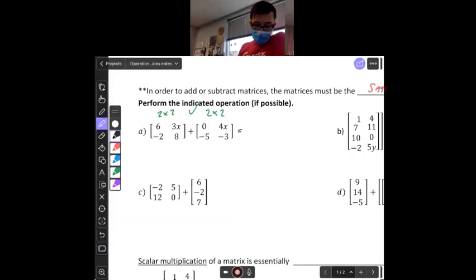Okay? You guys in geometry talked about corresponding angles. Here I'd say corresponding elements or corresponding entries. You can call the numbers in the matrix an element or an entry. Okay? So the 6 and the 0 are corresponding elements. Those are the ones they're going to add. And then the 3x would add to the 4x, and then the -2 would add to the -5, and the 8 would add to the -3. So you're just adding corresponding elements. That's all it is. Okay? They have to have something to match up to. That's why they have to be the same size.